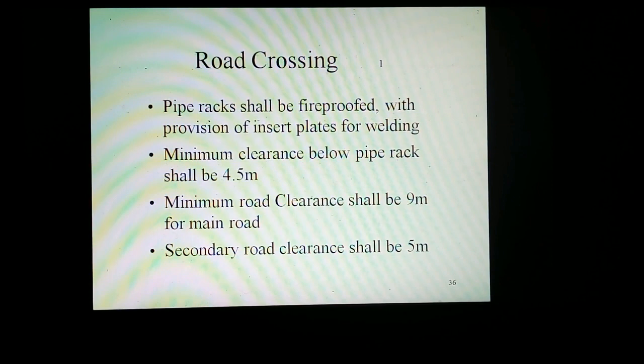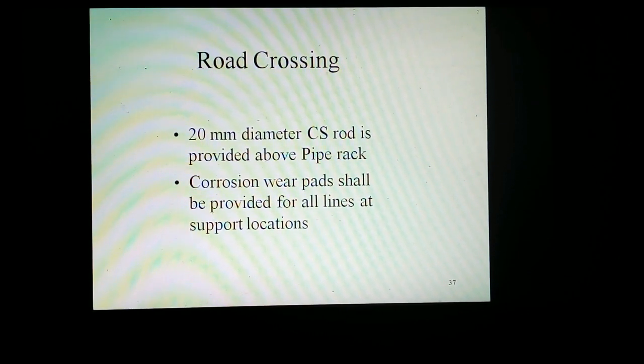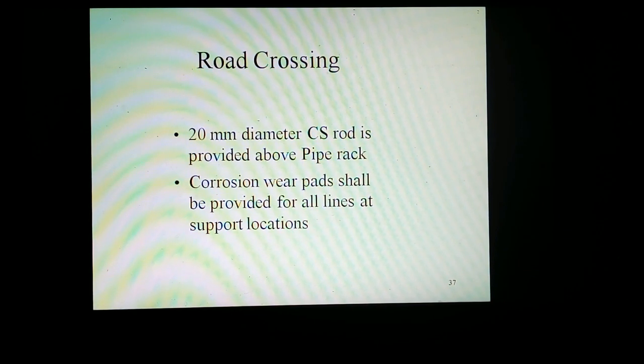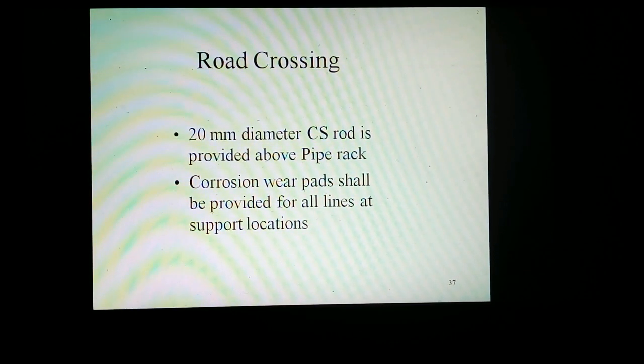Pipe racks shall be fireproofed, with provision of insert plates in supporting auxiliaries. Clearance beneath pipe rack shall be 4.5 meters minimum. Road clearance shall be 9 meters minimum for main road. Secondary road clearance shall be 5 meters. A 20 mm diameter rod provided above pipe rack to be made of CS. Corrosion wear pads shall be provided for all the lines at support location.